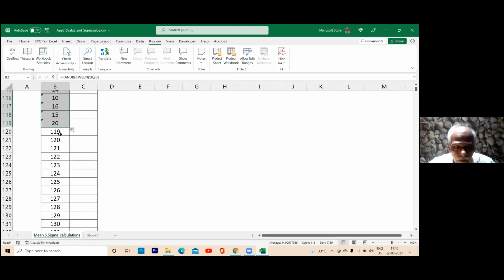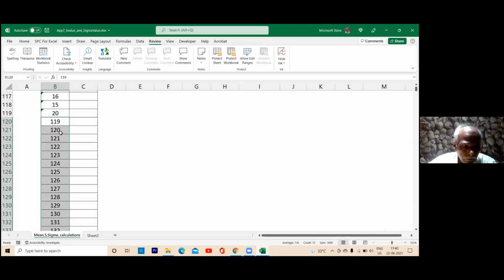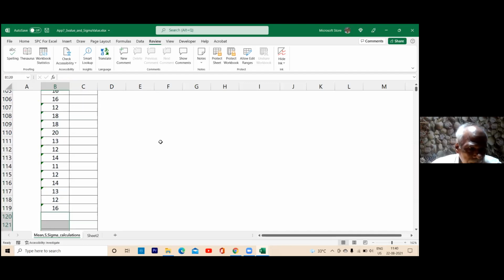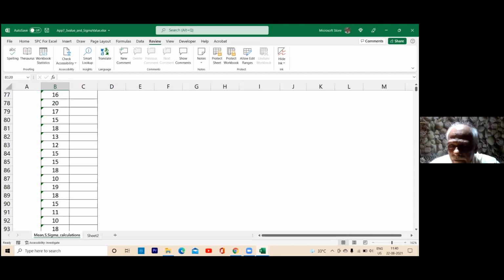I don't know. Yeah, this one onwards. Control shift down, I'll delete it. Right. So I have given whatever data you want. 115 of data I have given here. Now see here.